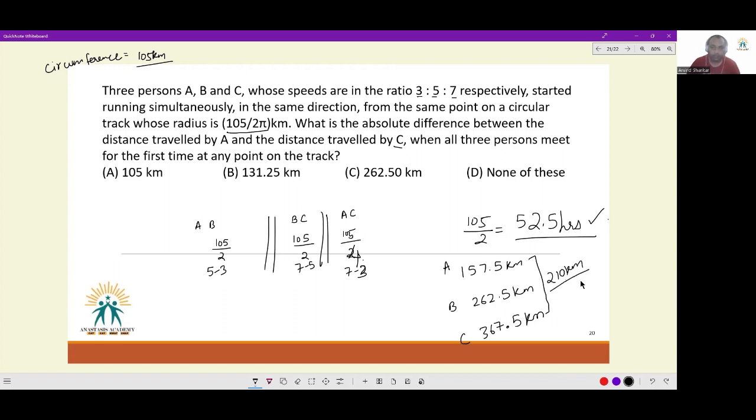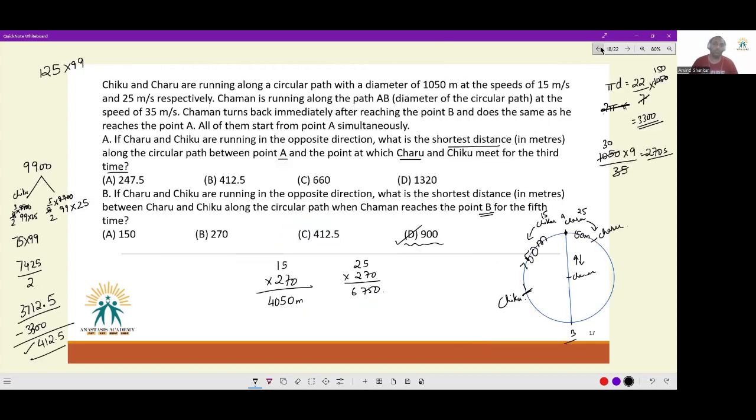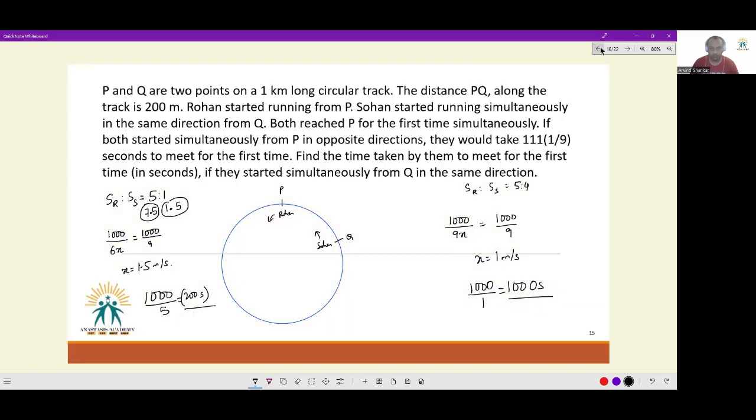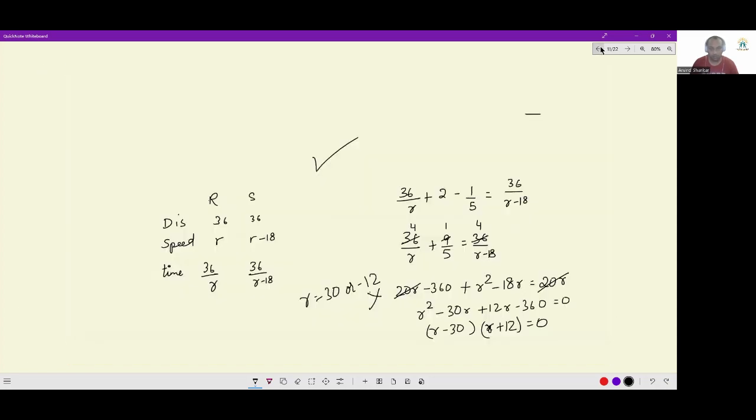We could have directly come to this 210 kilometers by simply taking the difference between the ratio numbers, 4 into 52.5, 210 kilometers. The problem is 210 is not present within the options, and therefore the right answer here is none of these.